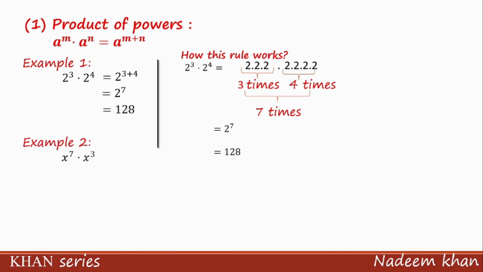Example 2. X to the power 7 times x to the power 3. Again, bases are same, so we keep the base x and add the exponents, we get x to the power 10. Example 3. Z to the power 3 times z to the power 4 times z to the power 5. Once again, bases are same, so we keep the base and add the exponents, which is z to the power 12.